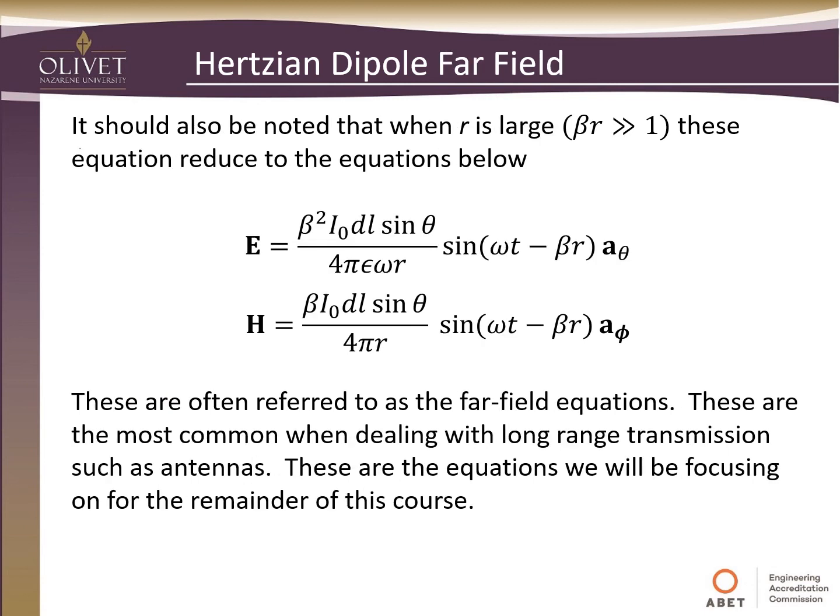Of course, the opposite of that is when R is large, and so again, when beta R, that product, is much, much greater than 1, the equations reduce in a different way, and that is to these equations here. And so these are often referred to as the far field equations. These are the most common when dealing with long-range transmission, such as antennas. And so these are the equations that we'll probably look at the most for the remainder of the course when dealing with these antennas.